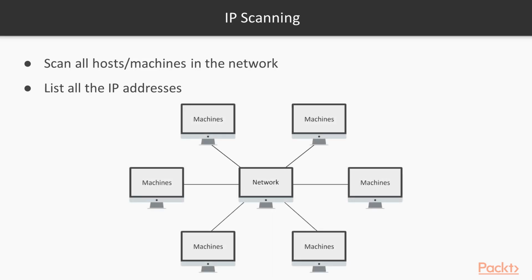For example, this is a network, and all these machines are connected to this network. For example, there are 6 machines available in the network. What can an IP scanner do? For example, if you are here and you want to get information about the rest of the 5 machines, an IP scanner can provide you information about those 5 machines. It can provide you the IP address, the MAC address, and some other information like vendor information.